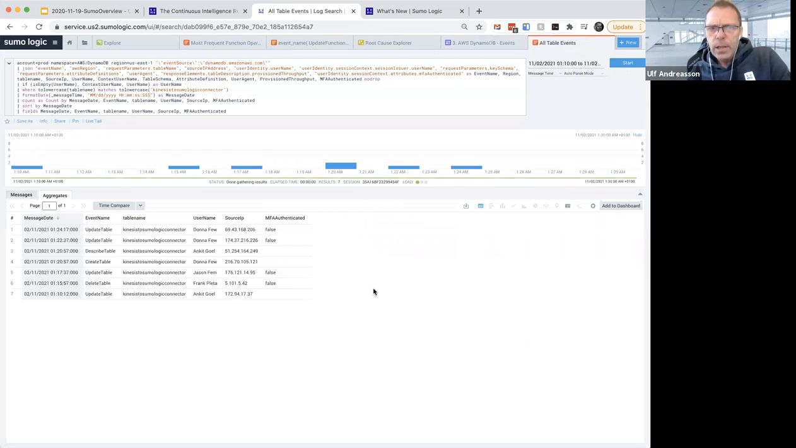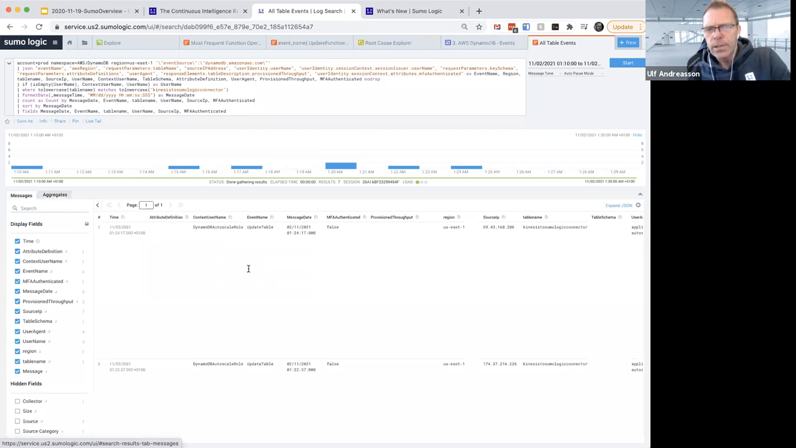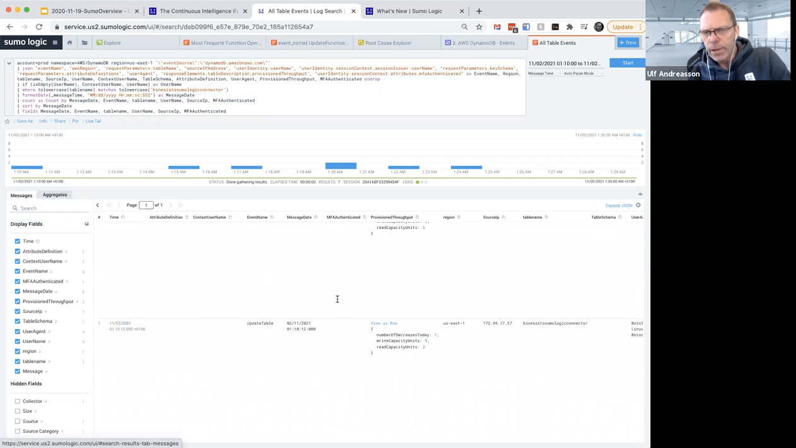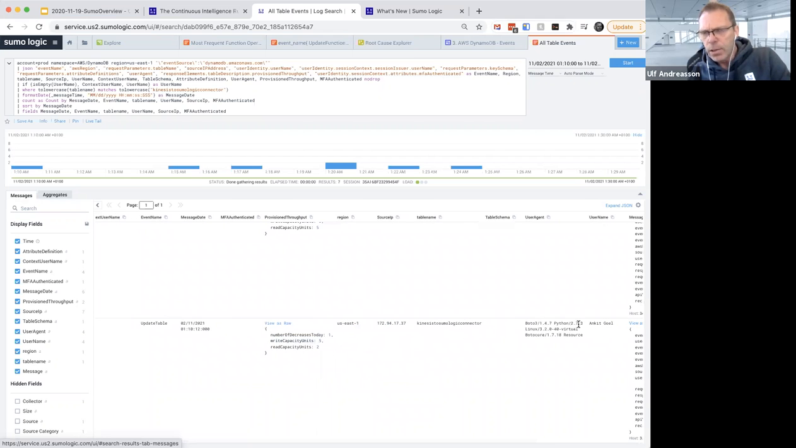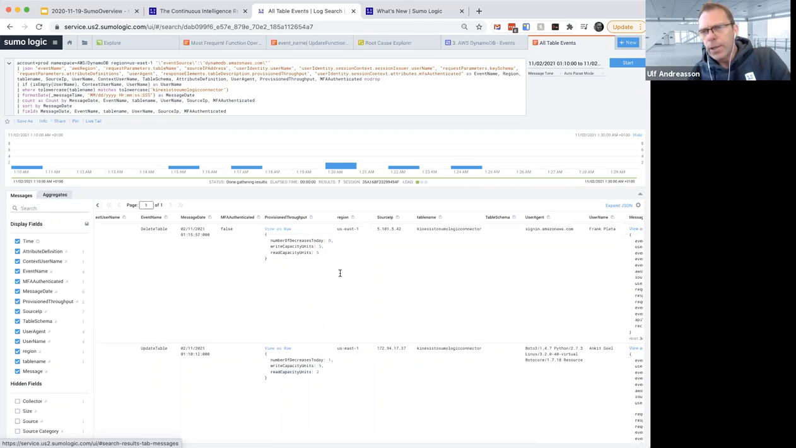Now, what I can see here is some update tables, some delete tables, and things like that. Going into the details and coming down to the beginning of this, I can see that a user here, Ankit Goel, went in and changed the read capacity units to 2. This is a bit like replaying what happened, but in this case we detected this, and Frank was smart enough to go in and increase this to 5 again.